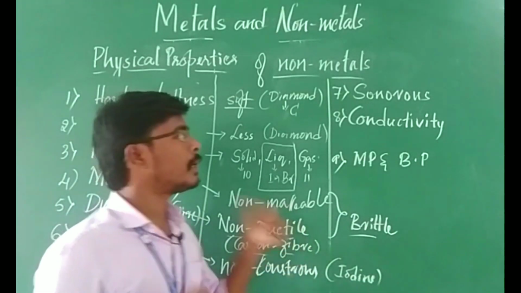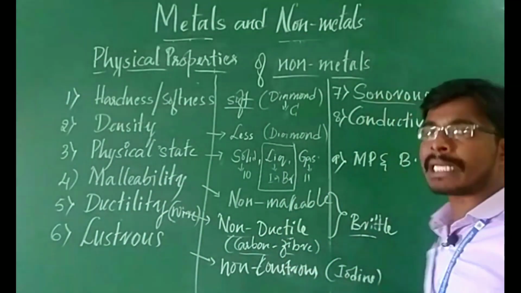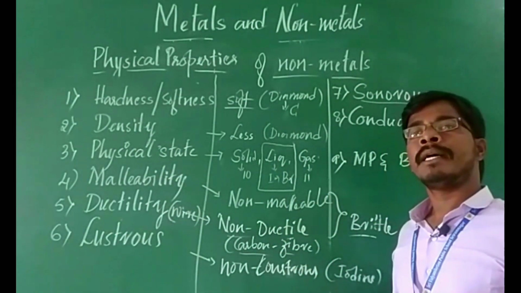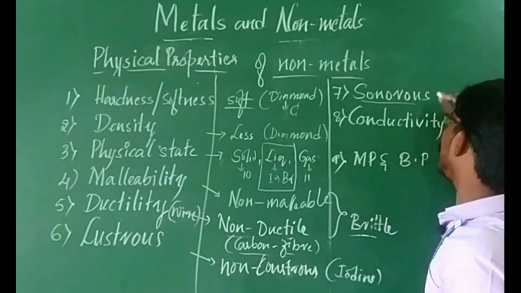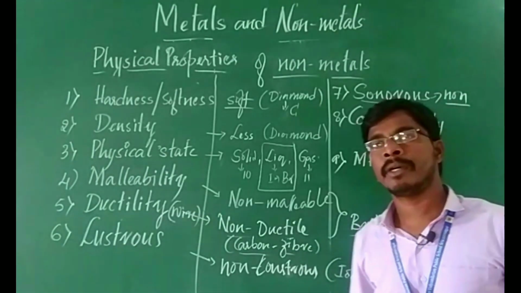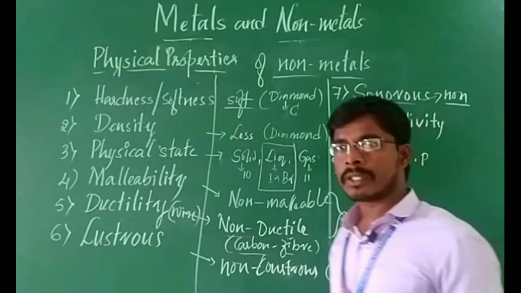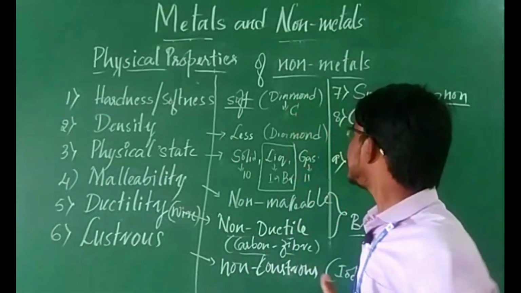Non-metals are non-ductile. Then the next property is sonorous. Sonorous is nothing but the property of an element to give a ringing sound. Here all the non-metals are non-sonorous in nature. They are not going to give a ringing sound. Due to that, we can say all the non-metals are non-sonorous in nature.